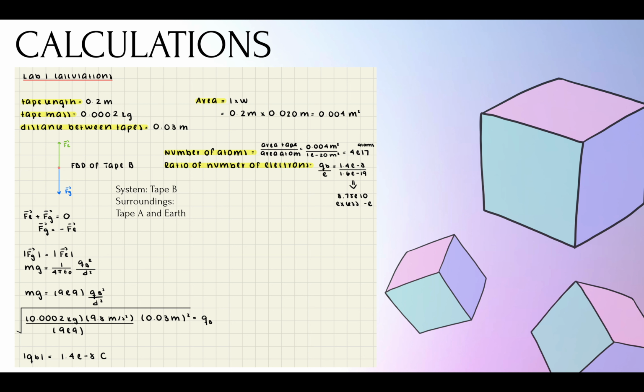Isolating the charge of tape B gave the answer of 1.4 e to the negative 8 coulombs, which is the same answer that was obtained in my computational model. Furthermore, the area of the tape was calculated using its length and width. The number of atoms was calculated by dividing the area of the tape by the approximate area of an atom, which equated to 4 e to the 17 atoms. For the last calculation, in order to find the number of electrons, the charge of tape B had to be divided by the charge of a proton, which equated to 8.75 e to the 10 excess electrons.